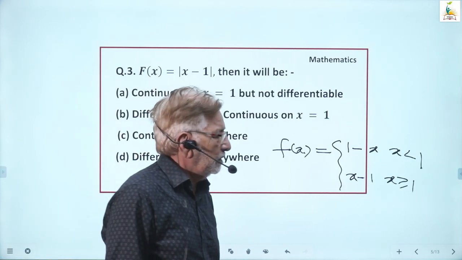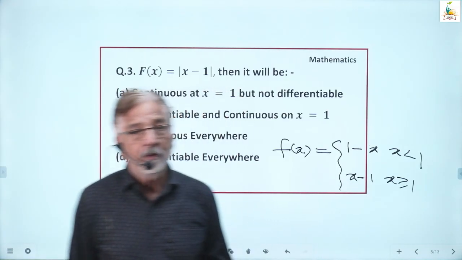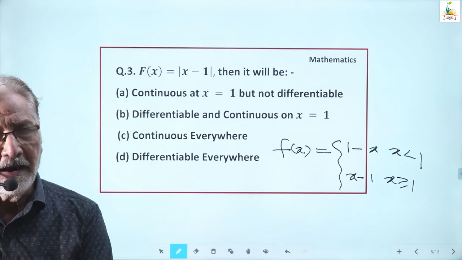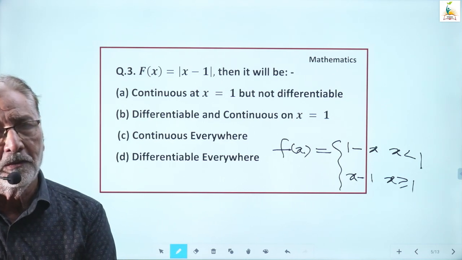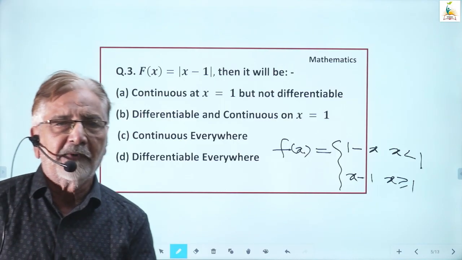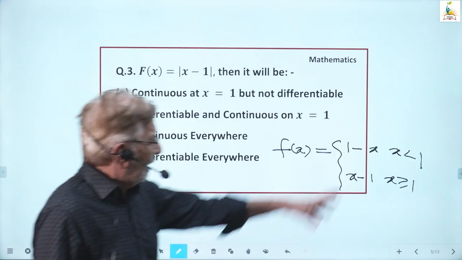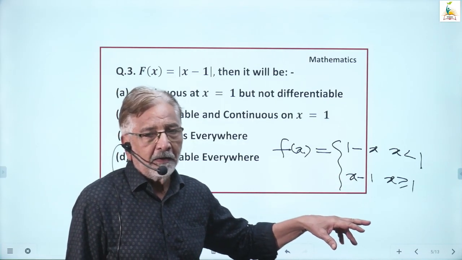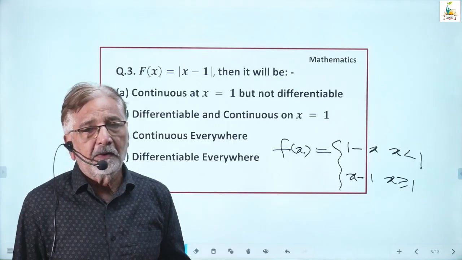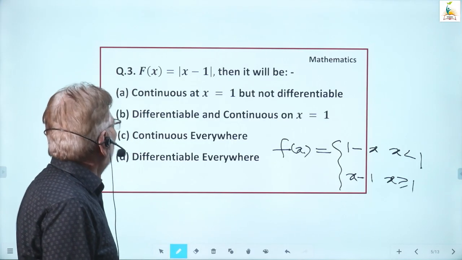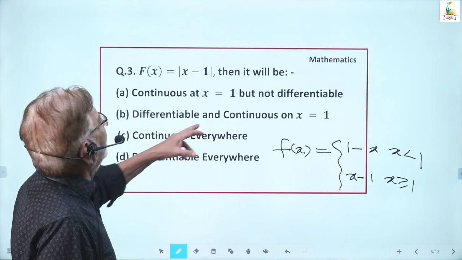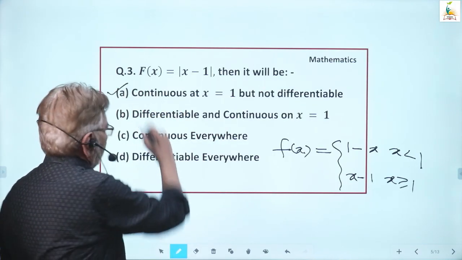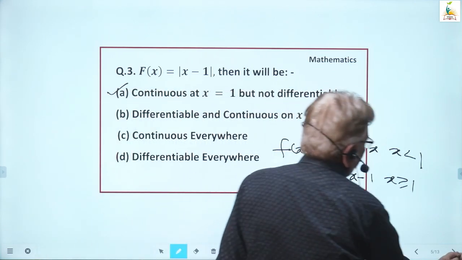But what about differentiation? What I told you, if a function is a step function, defined in different ways for less than a and greater than a, then you differentiate it on the left and differentiate it on the right. So what will be the left differentiation? Minus 1. What will be the right differentiation? It will be 1. So the function is continuous at x equal to 1, but not differentiable at x equal to 1. Let us see the next question.